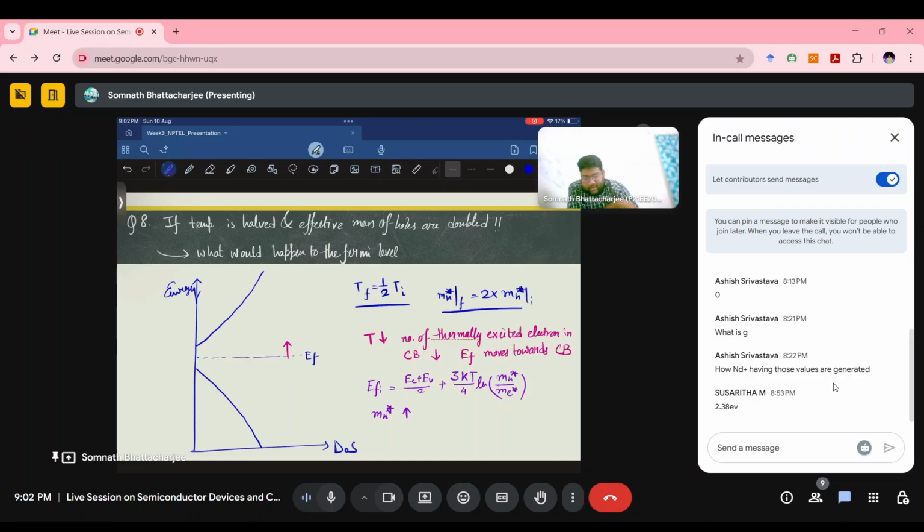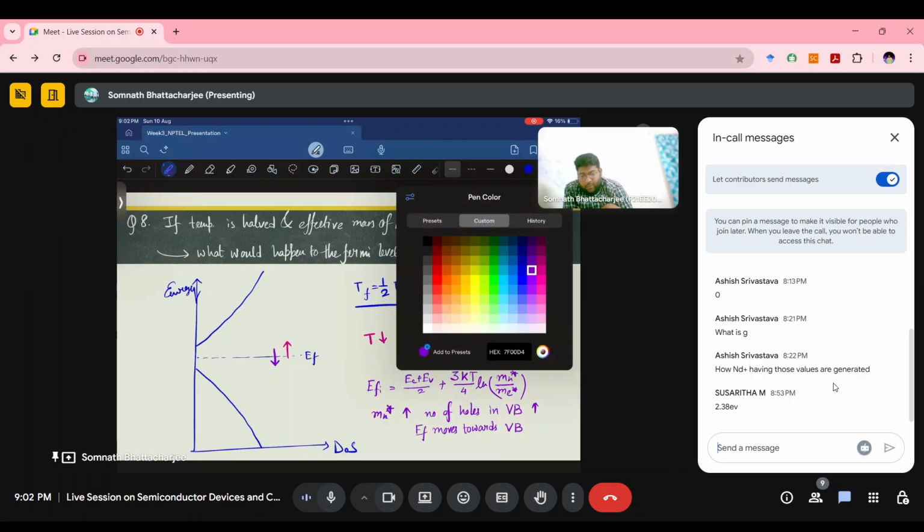Let's say it has been increased. Based on this, the number of holes in the valence band will increase as well. So based on the effective mass of the holes, the number of holes in the valence band will increase, and based on that, the Fermi level will move towards the valence band. Now we have to understand which one is the more powerful phenomenon.